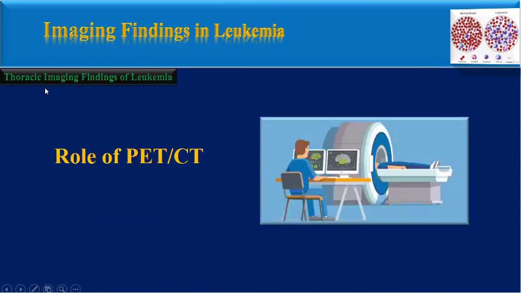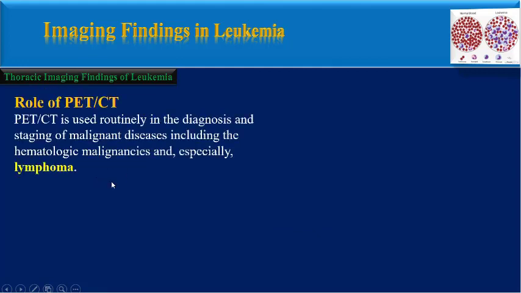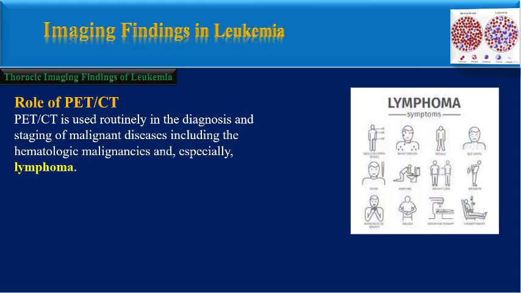And the last section of this presentation about thoracic imaging findings of leukemia is the role of PET-CT. PET-CT is used routinely in the diagnosis and staging of malignant diseases including hematologic malignancies and especially lymphoma.